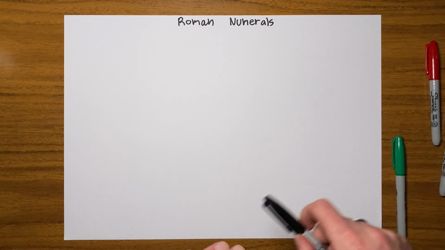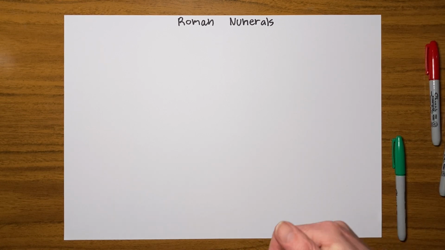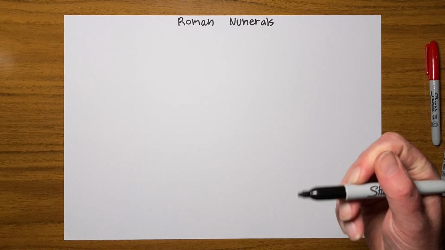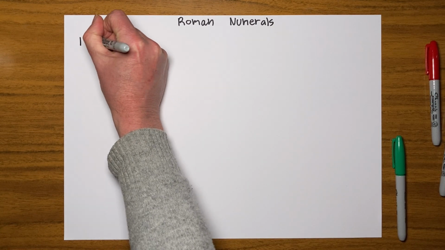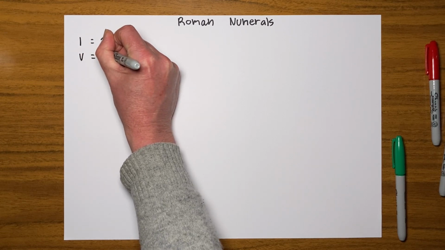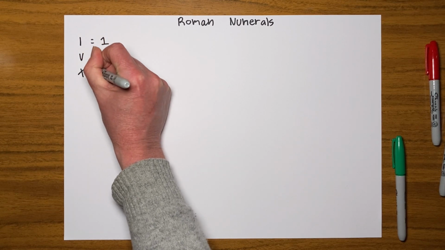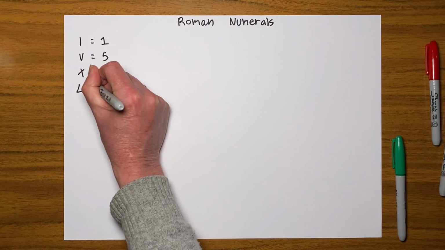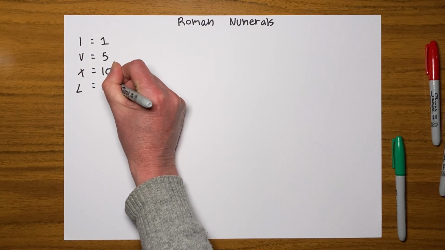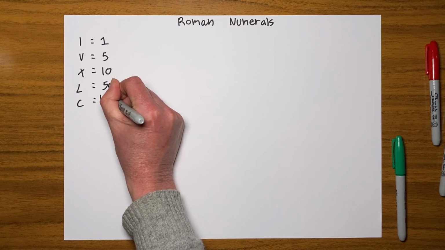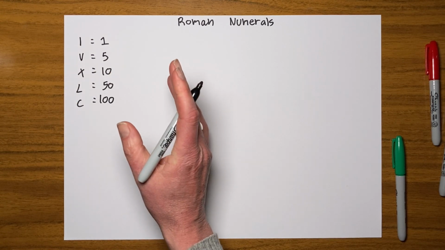Now in my last video we talked about how the Romans used letters to signify numbers and how they put them together, and as you'll remember we had I equals 1, V equals 5, X equals 10, L equals 50 and C equals 100. Now I'm going to move on from this as well. We've got two more that we're going to add today.